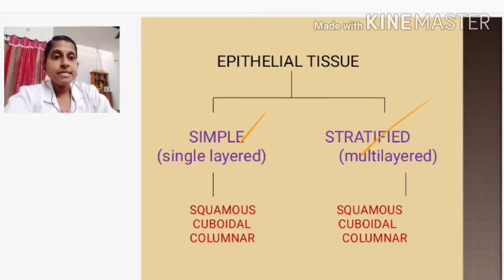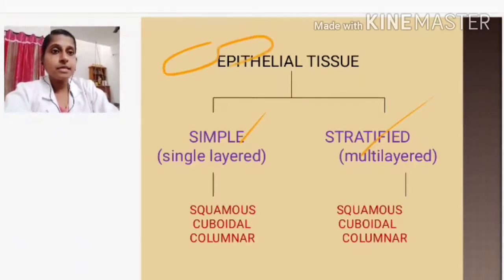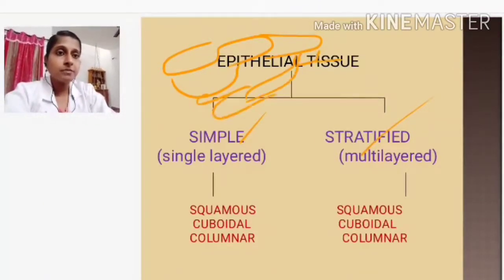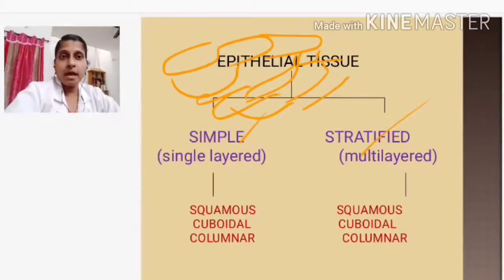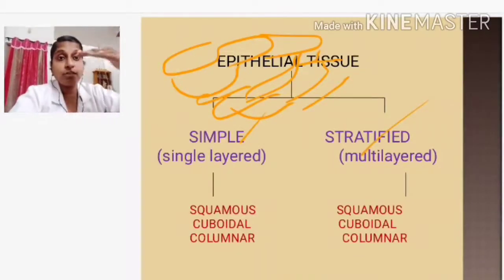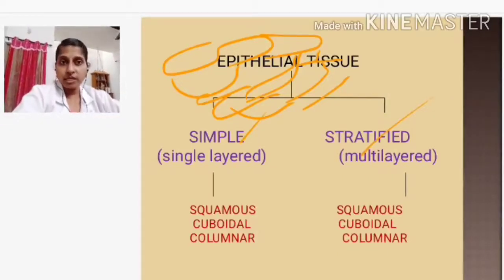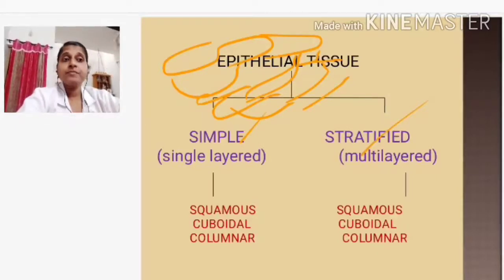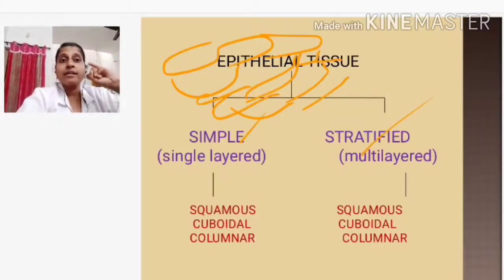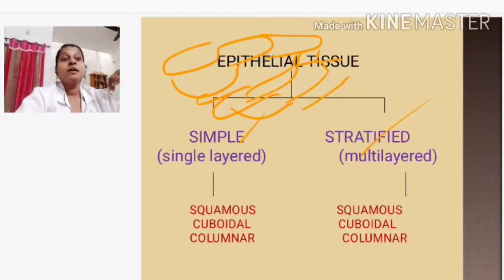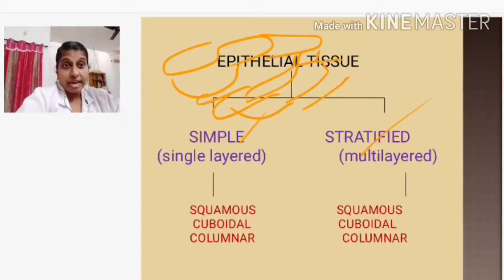For example, in simple epithelium, when the cell is present like this, it is simple. When the cells are present in many layers together, then it becomes stratified. Stratus means layers of cells are present, so it becomes compound or stratified. Now, the simple epithelium is again of 3 types: squamous epithelium, cuboidal epithelium and columnar epithelium. Likewise, if squamous is present in layers, it is stratified squamous. If cuboidal is present in layers, it is stratified cuboidal.